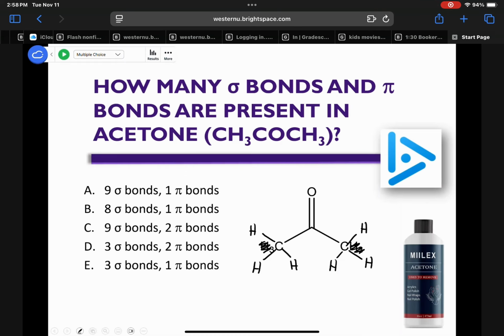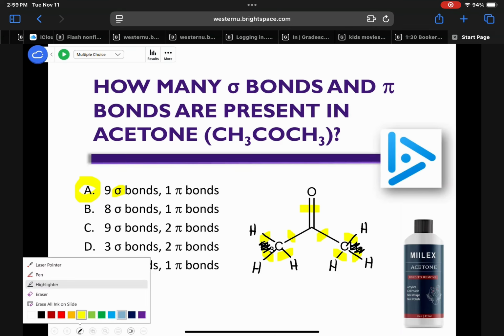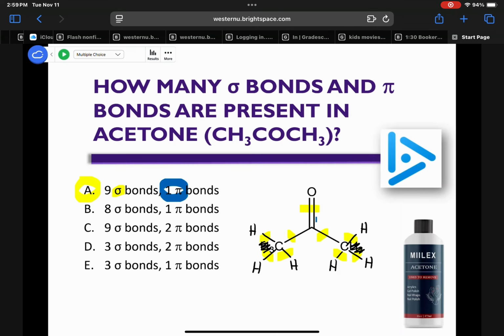Okay, 3/4 going for A, and I agree. We're going to count up the sigma bonds to start. Notice that I drew in the single bonds between carbon and hydrogen because I can count them more easily. So 1, 2, 3, 4, 5, 6, 7, 8, 9. That double bond is a sigma and a pi. So 9 sigma and then 1 pi.